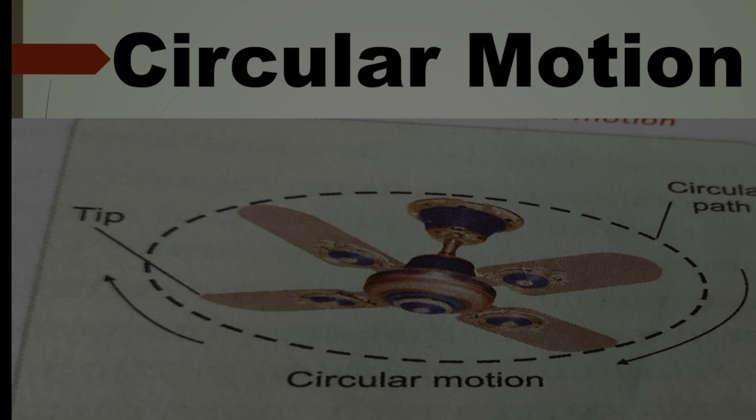Now, as I said, there are two types of translatory motion. One is circular motion. Another one is rectilinear motion. In circular motion, when an object moves in a circular manner, we call it circular motion. Here you see the tip of the blade. The tip of the blade is moving in a circular path, so we call it circular motion.